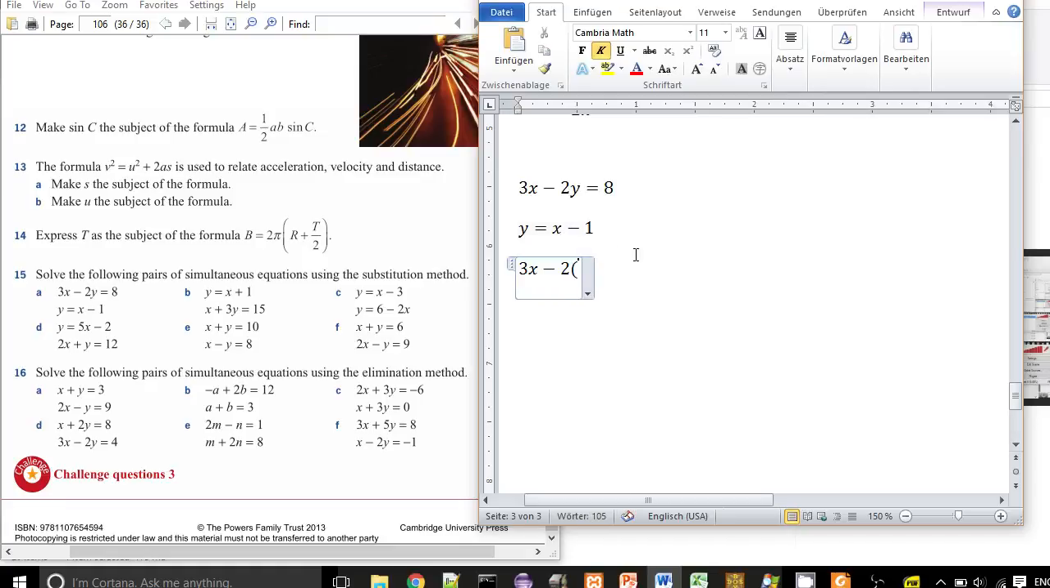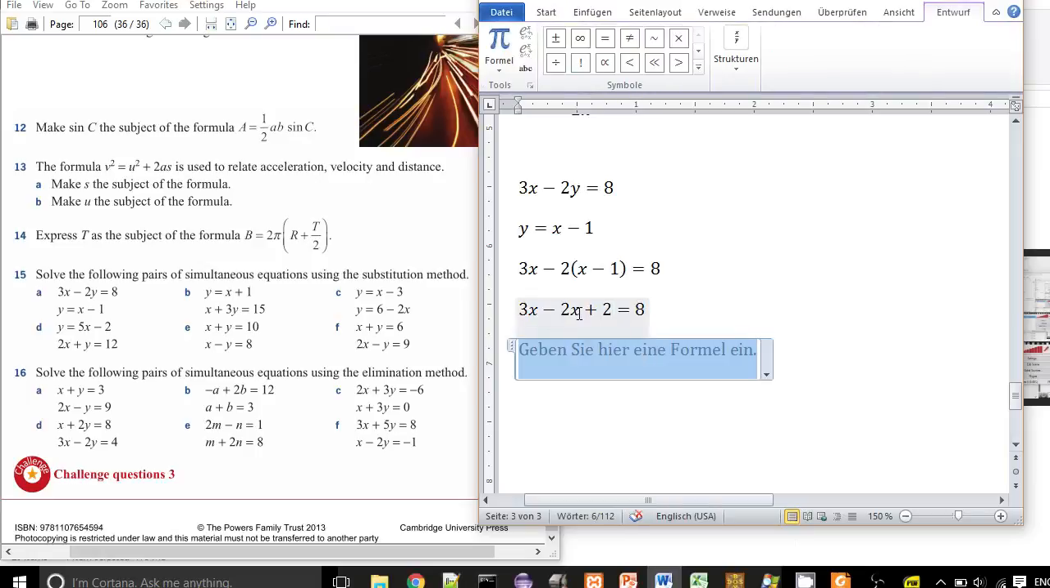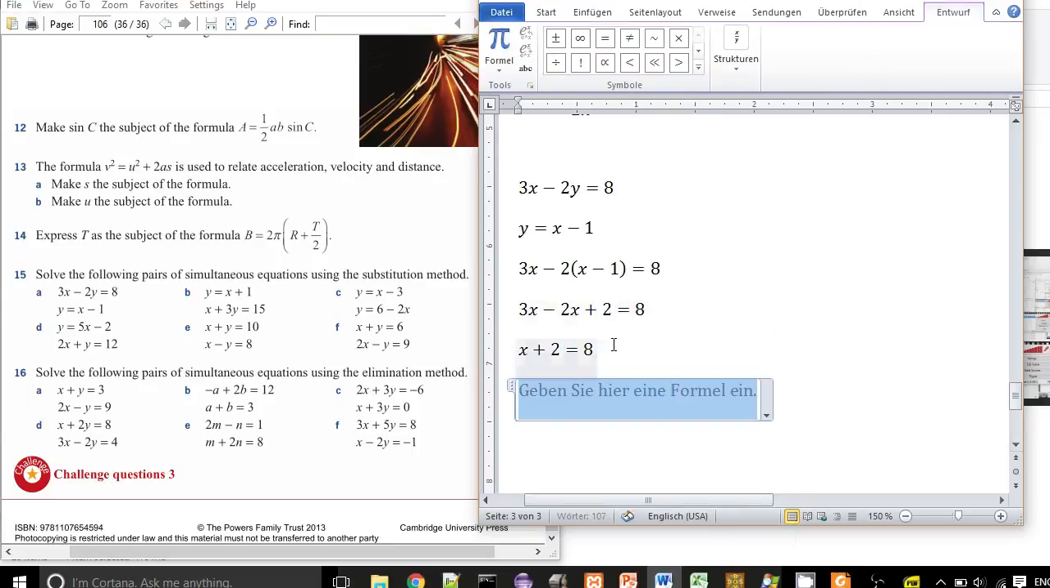Instead of y, I'm going to put x minus 1 equals 8. Okay? Alright, now there's no y's. So I just do it like normal algebra. 3x, take away 2x. Notice it's minus times a minus, so it becomes a plus. 2 times 1 is 2, equals 8. Okay, 3x minus 2x is just x. Need to minus 2, so x equals 6.